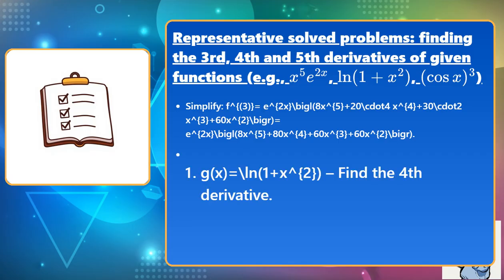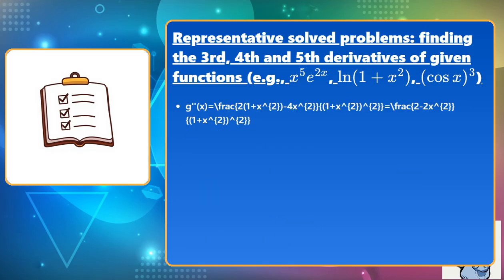2. G of x equals natural logarithm of open bracket 1 plus x squared close bracket. Find the fourth derivative. First, differentiate repeatedly. G prime of x equals 2x over 1 plus x squared. G double prime of x equals open bracket 2 times open bracket 1 plus x squared close bracket minus 4x squared close bracket over open bracket 1 plus x squared close bracket squared equals open bracket 2 minus 2x squared close bracket over open bracket 1 plus x squared close bracket squared.